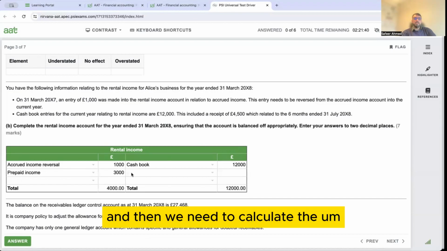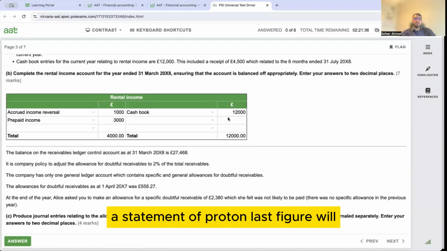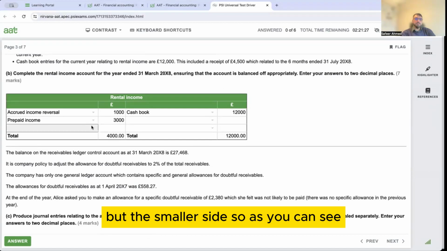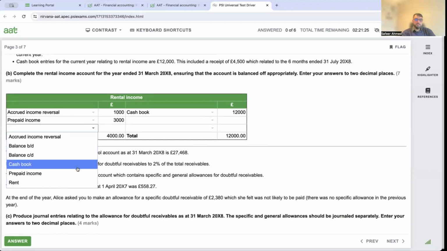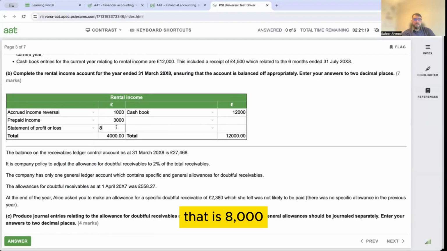And then we need to calculate the statement of profit and loss figure. A statement of profit and loss figure will go on the credit side. Sorry, it will go on the debit side, in other words, the smaller side. So as you can see, which is statement of profit and loss, and the amount for that is 8,000.